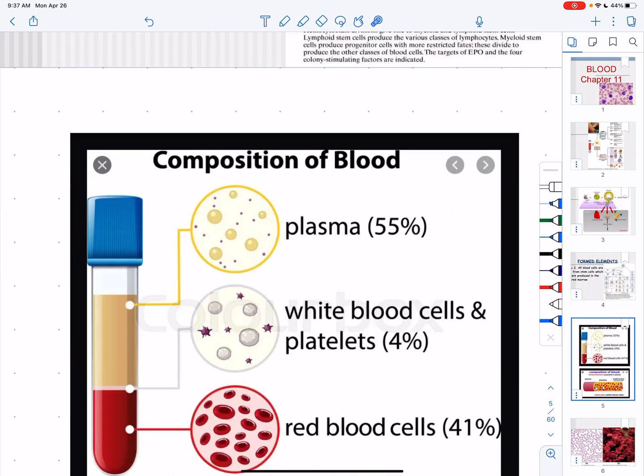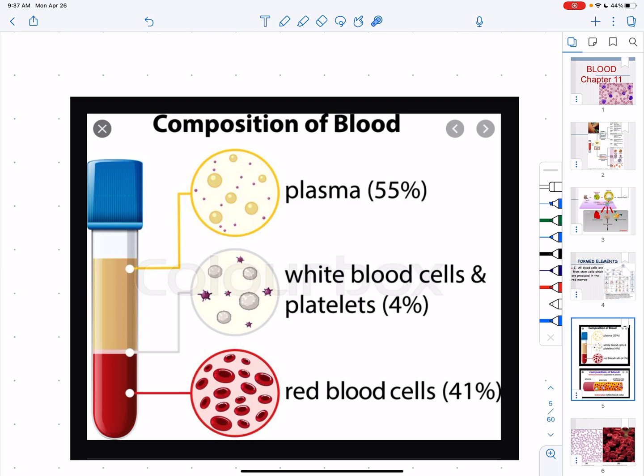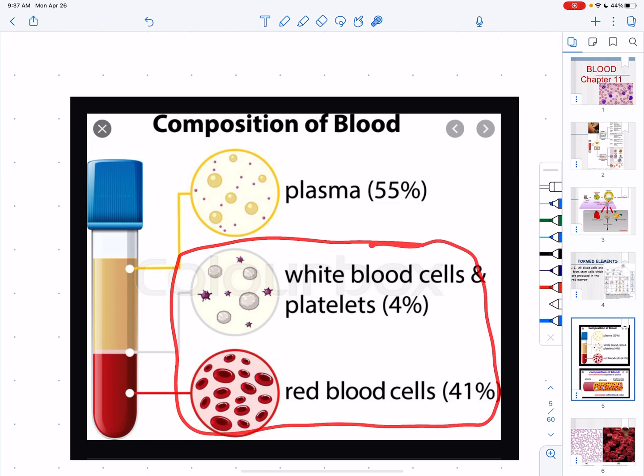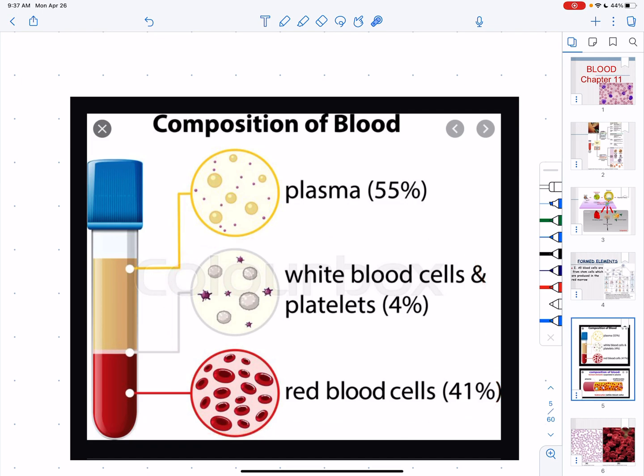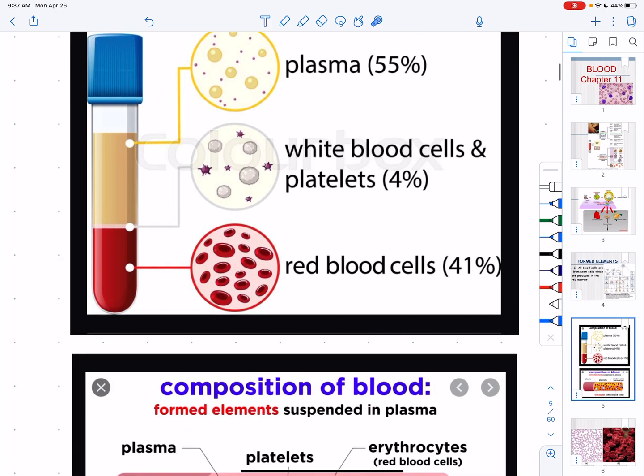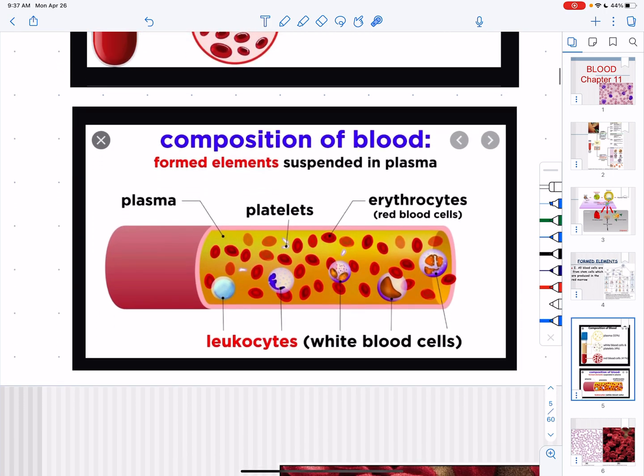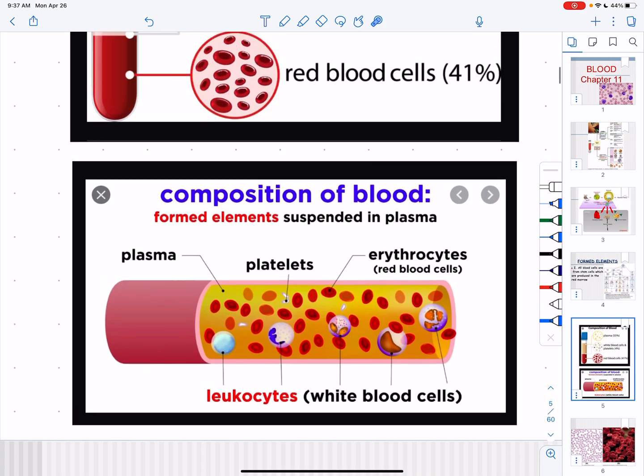So when we're looking at the composition of blood, 55% is the plasma, and we are not going to be discussing plasma today. That will be another lecture all on its own. Today, I'm just going to talk about the making of the red blood cells and the white blood cells. Now when we look at this, we can look at it a different way. It just depends on what the picture is looking at.